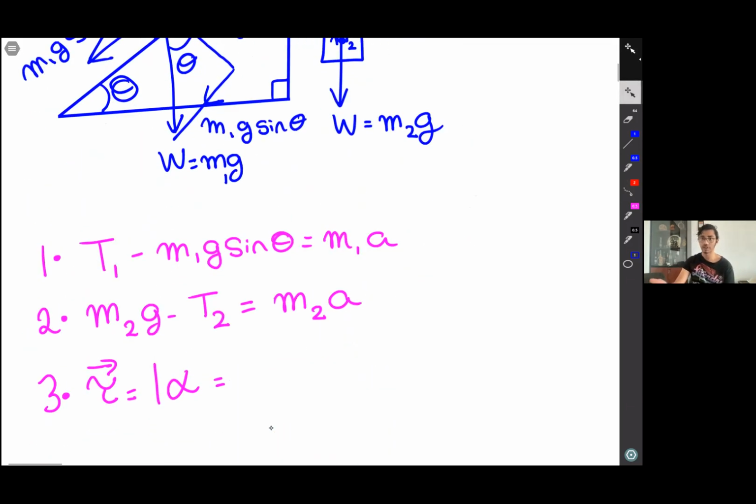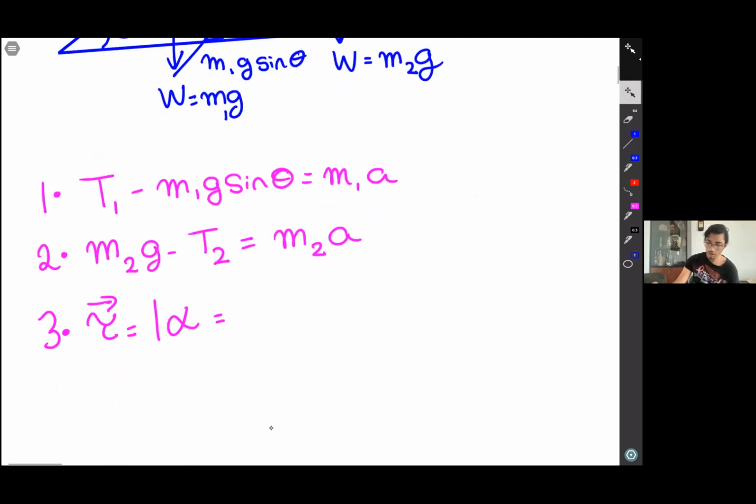Again, I won't go through the derivation here. I went through it in the last video if you would like to see that. So we'll just fill in that for I: half capital M R squared. I'll say capital M to differentiate between M1 and M2, and it's clear. And this is all multiplied by alpha.